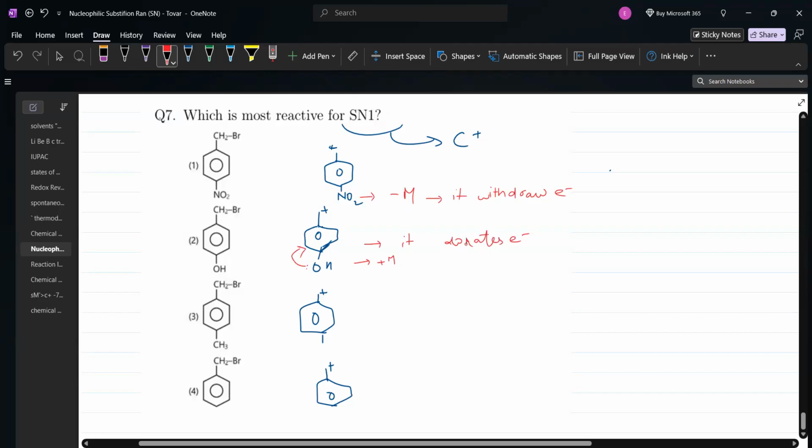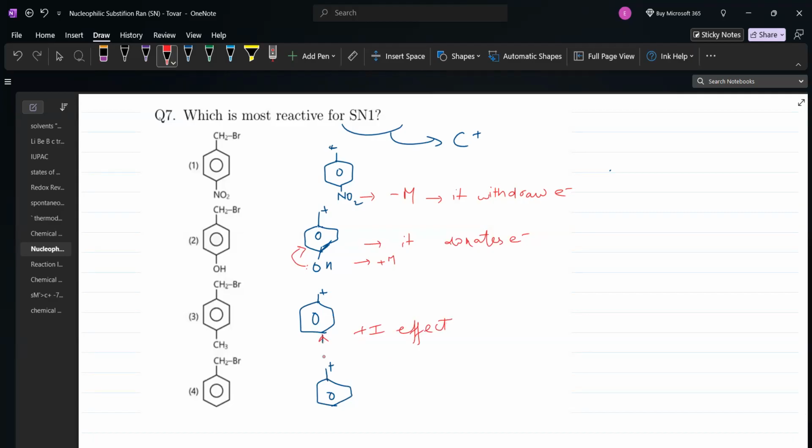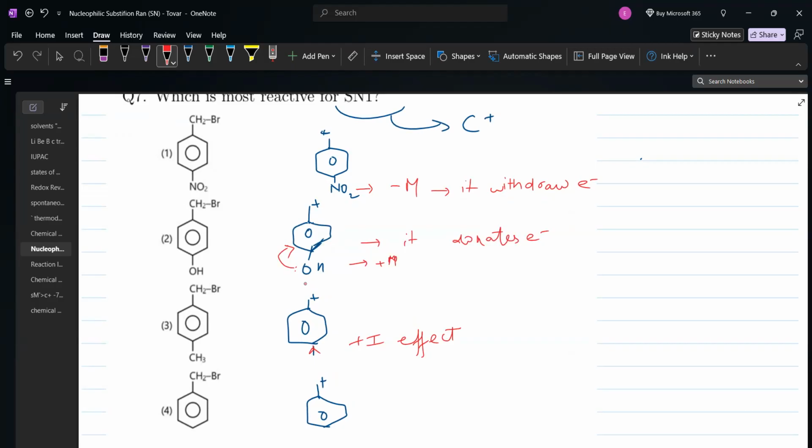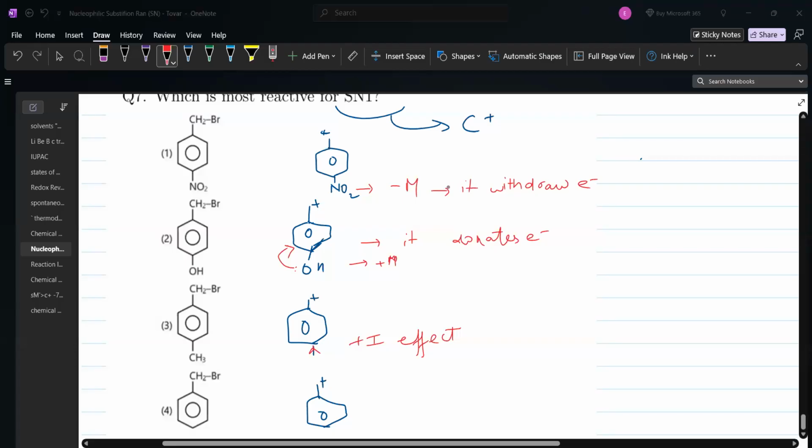Okay, plus, yeah, OH group. This is a methyl group, so it shows plus I effect, means it pushes electron density towards the other side. This is a CH, and there is nothing here. So everybody understood till here? NO2 has the tendency to withdraw electron from the benzene ring. OH has the tendency to donate electron into the benzene ring. Got it?